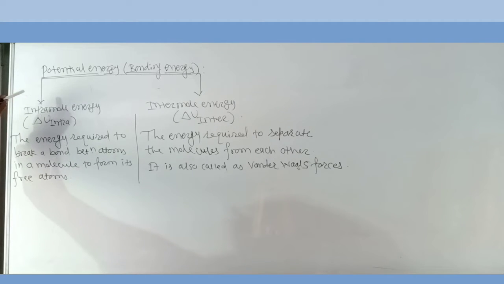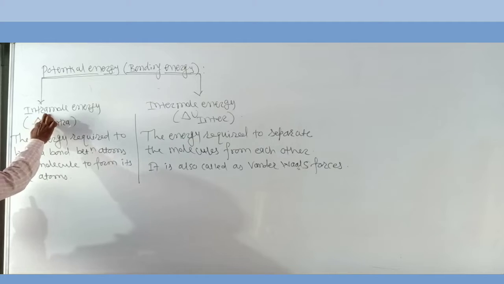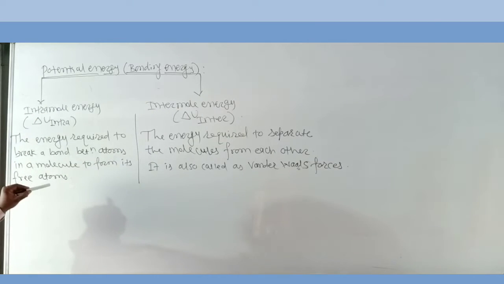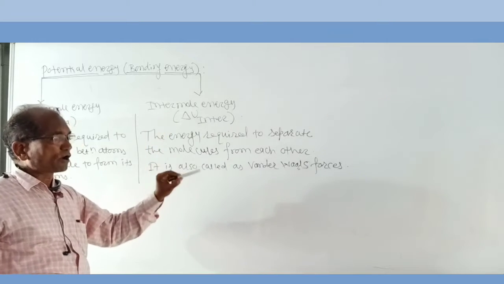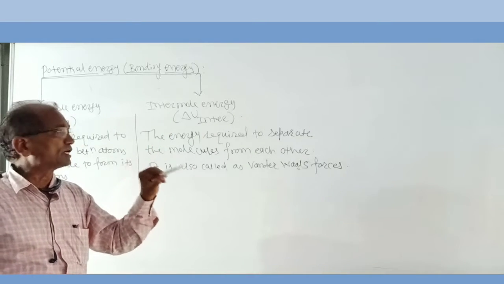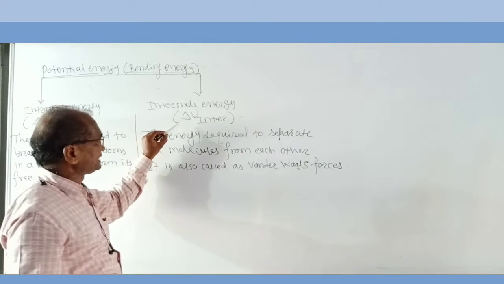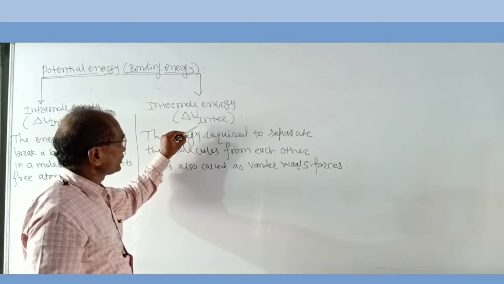Potential energy is again divided into two parts: intramolecular energy, represented by delta U intra, and second, intermolecular energy, represented by delta U inter.